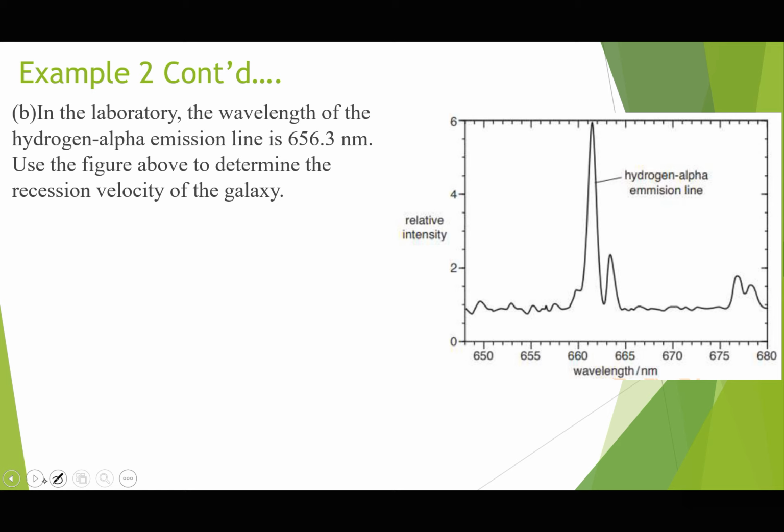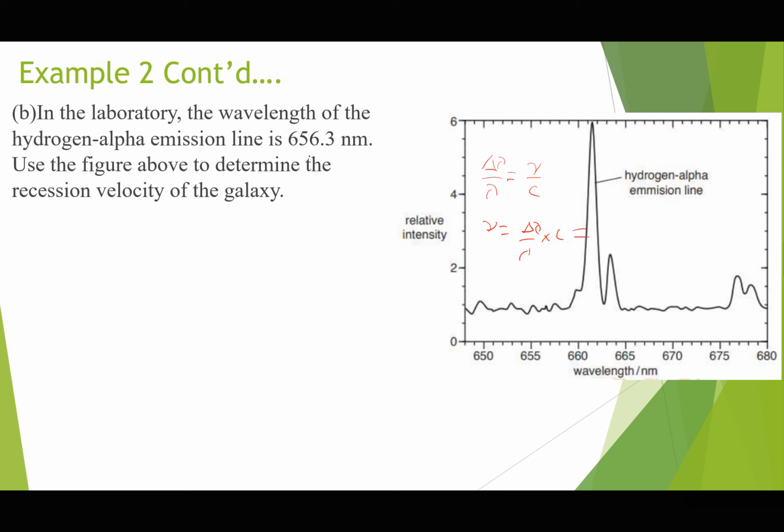In the laboratory, the wavelength of the hydrogen alpha emission line is 656.3 nanometers. Use the figure to determine the recessional velocity of the galaxy. So of course here we are going to use the difference in wavelength over lambda being equal to V divided by C. So V is going to be equal to the change in wavelength divided by lambda times C.